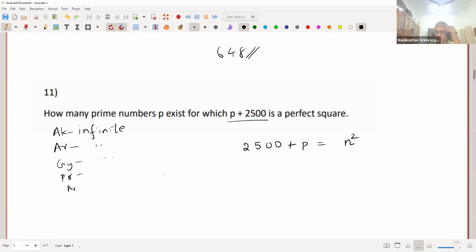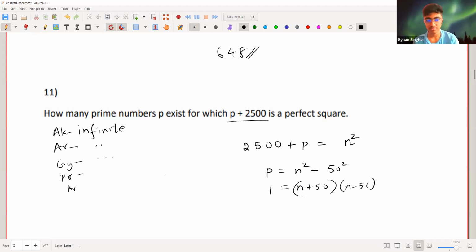So now I want 2500 plus p to be n squared, which means the number p must be n squared minus 2500, which we all know is 50 squared. So I'll write it as n squared minus 50 squared, and therefore this becomes (n plus 50) times (n minus 50). So p here is a product of two numbers, right? If it is a product of two numbers, there's no way it can be prime unless one of them is 1.